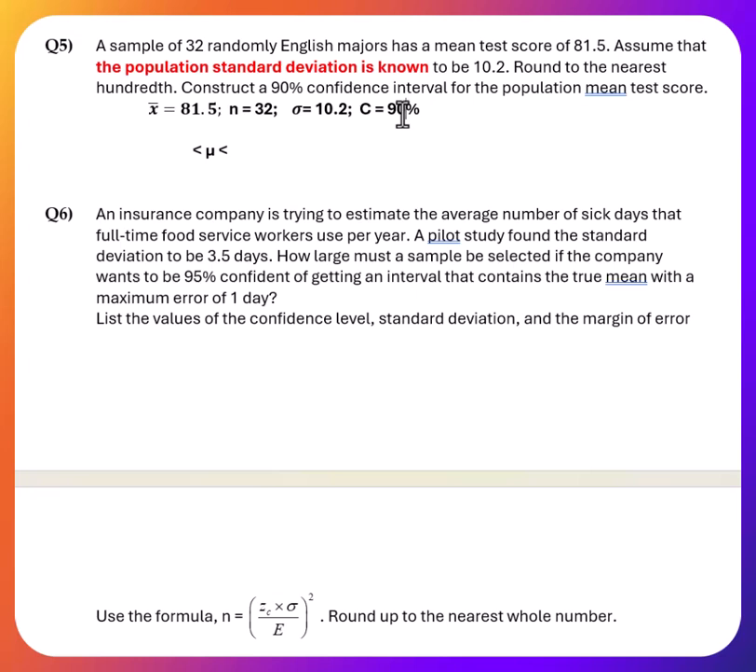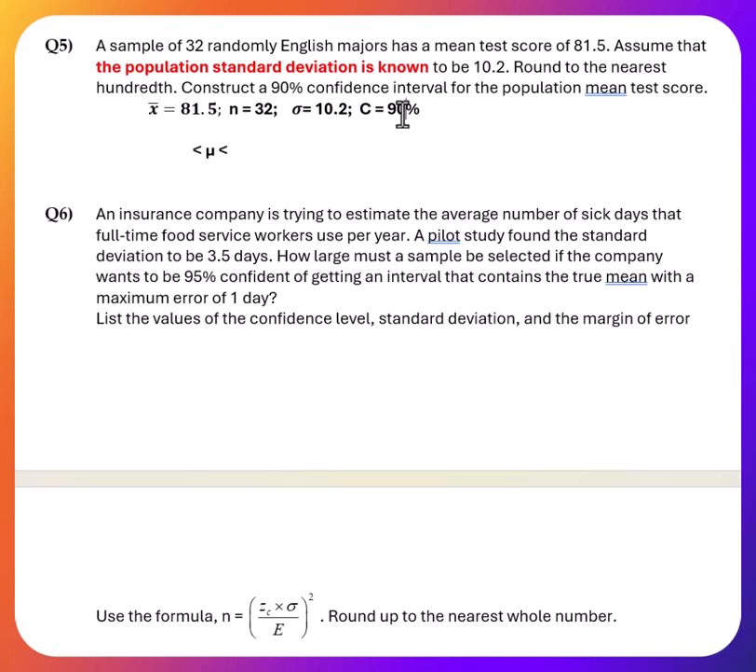Okay, we need 4 arguments. We need the sample mean, which he gave to us, 81.5. We need the sample size, which is 32. We need the standard deviation, whether it is a sample standard deviation or population standard deviation, it's 10.2. And we need the confidence level, which is 90%. Let me show you how to do this.